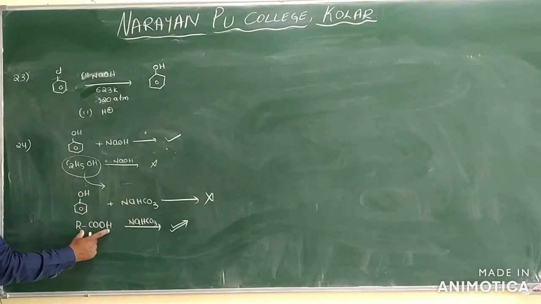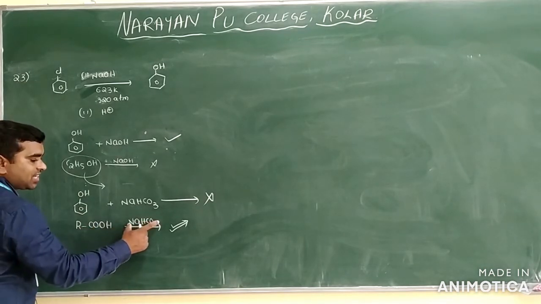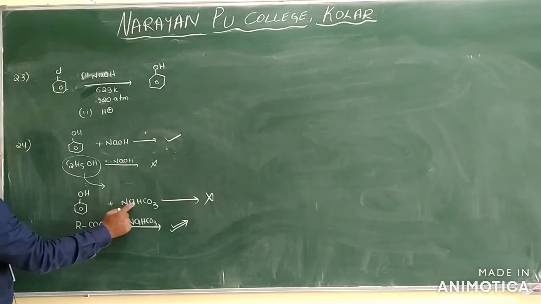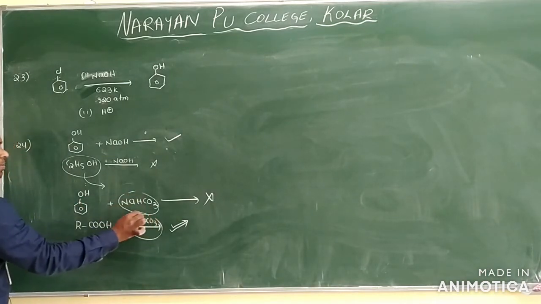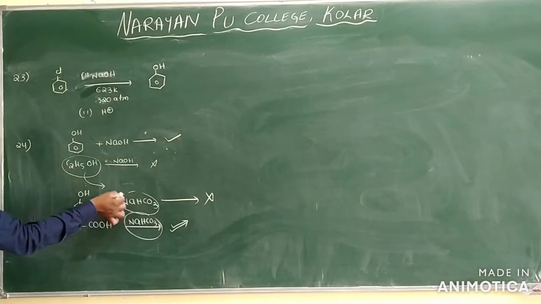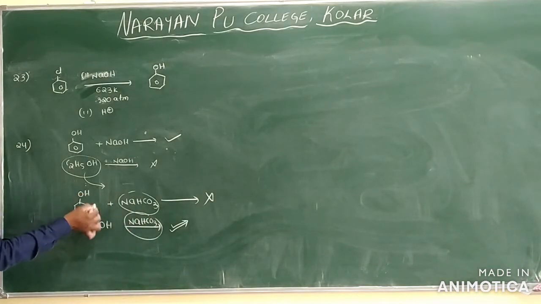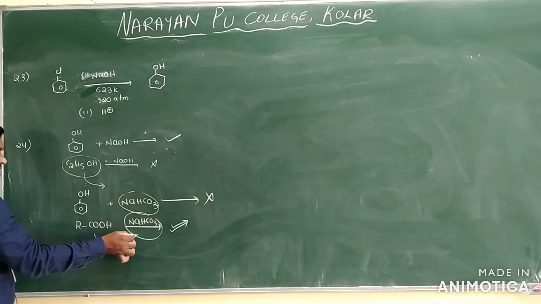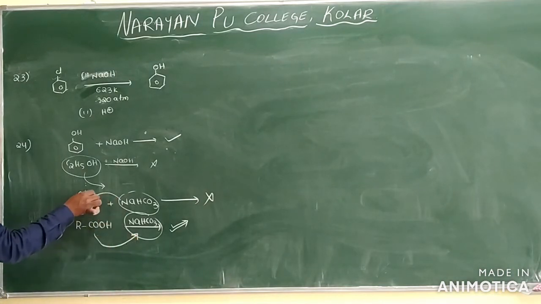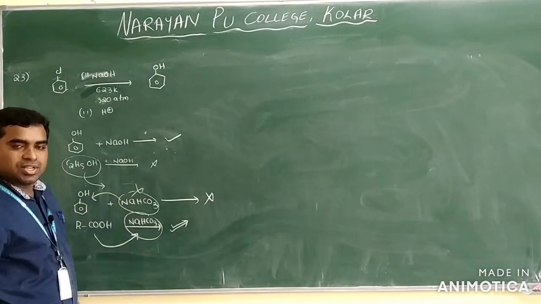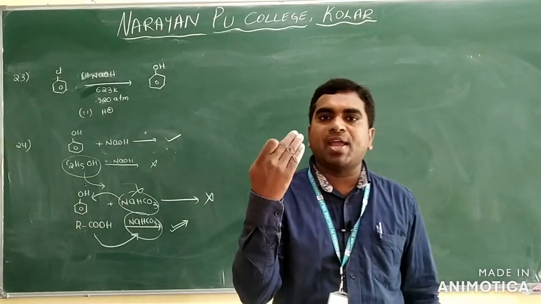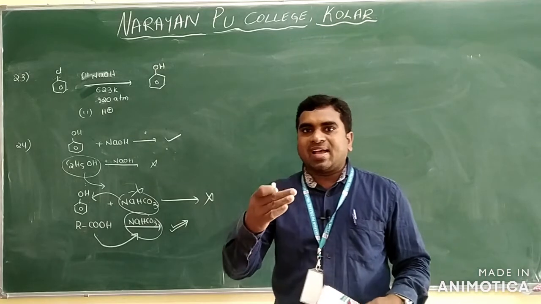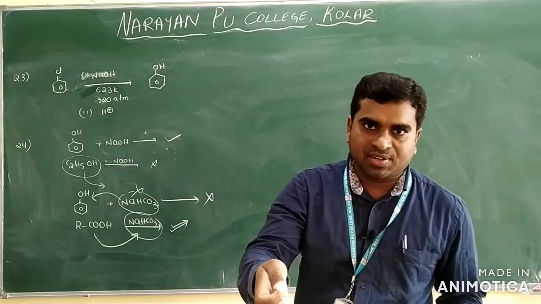And RCOOH is more acidic. It will react with NaHCO3 but not phenol. So sodium carbonate or sodium bicarbonate, mainly sodium bicarbonate, is used to distinguish phenol and acids. Acids easily react but not phenol. So to react with sodium carbonate or sodium bicarbonate, the compound should be more acidic. Clear?